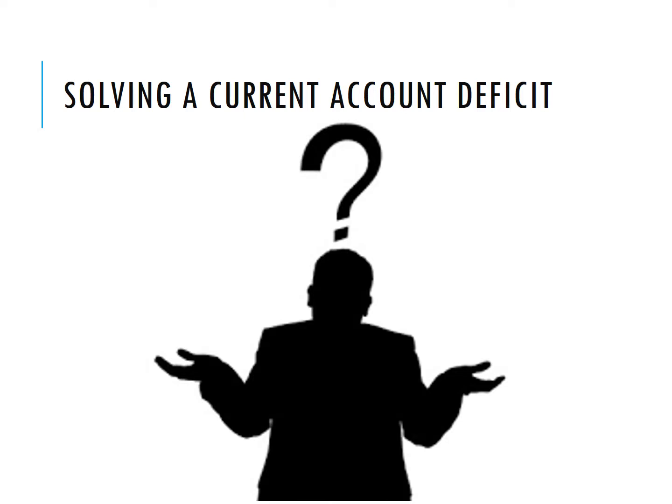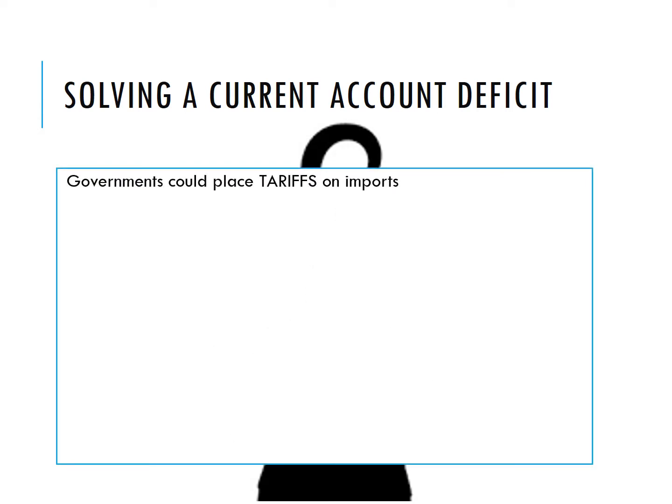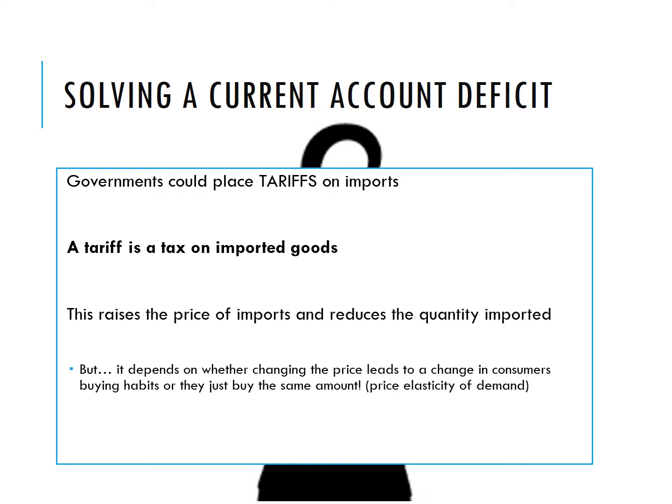So if you have a current account deficit, a country that imports more than it exports, predominantly, taking into account obviously other income and transfers, what might you do? Well, one common approach is to place a tariff on imports. A tariff is a tax on imported goods, which raises the price of imports and reduces the quantity imported, and instead consumers may choose to buy domestically produced products. Again, it does depend on whether the change in the price will actually lead to a change in consumers' buying habits.